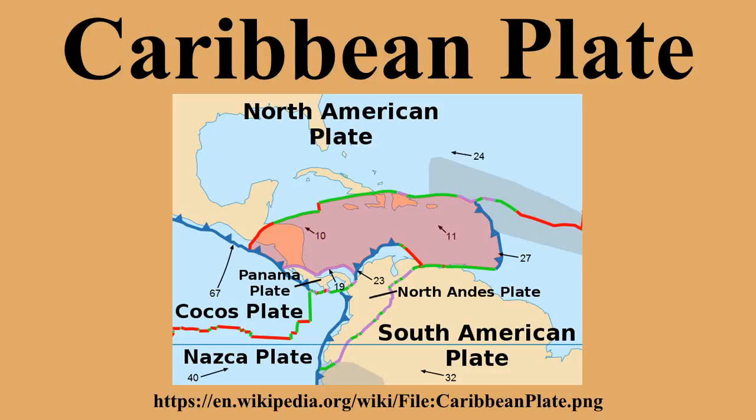The western portion of the plate is occupied by Central America. The Cocos Plate in the Pacific Ocean is subducted beneath the Caribbean Plate, just off the western coast of Central America. This subduction forms the volcanoes of Guatemala, El Salvador, Nicaragua, and Costa Rica, also known as the Central America volcanic arc.